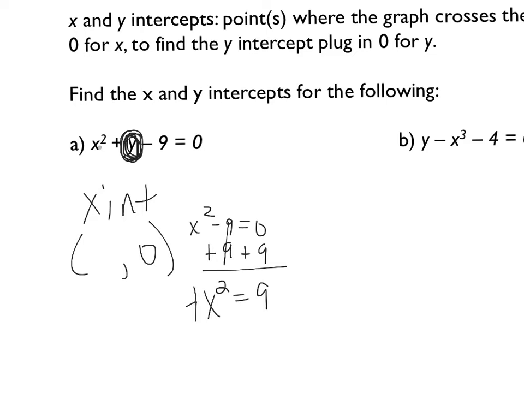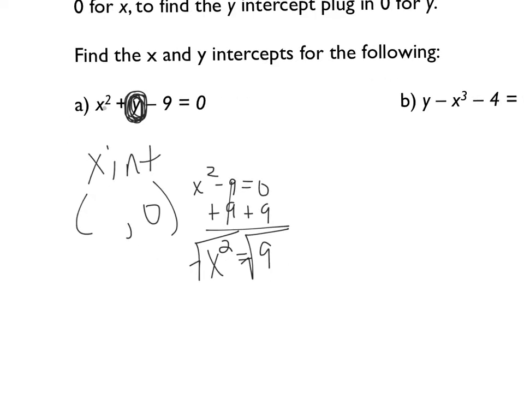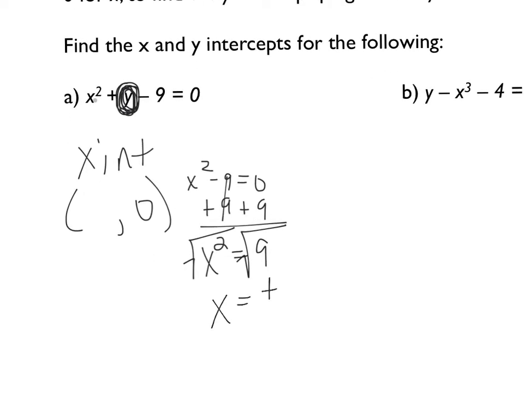Take the square root. When you physically put the square root on, your answer should have what in front of it? Plus or minus, good. So your x-intercept is going to be at positive and negative 3, 0. You can write it like that, or if you want to, you can write 3, 0, negative 3, 0. Make sense? Yeah? Okay, let's look at the next one.